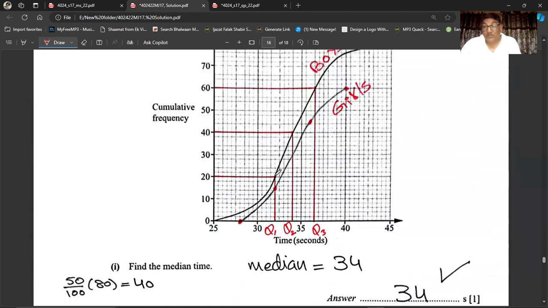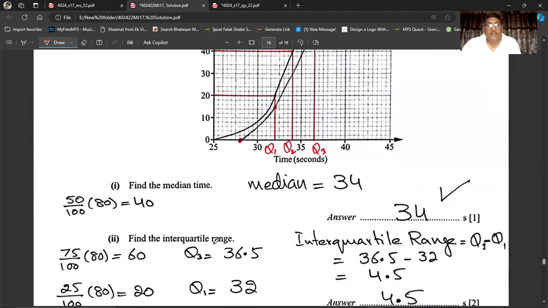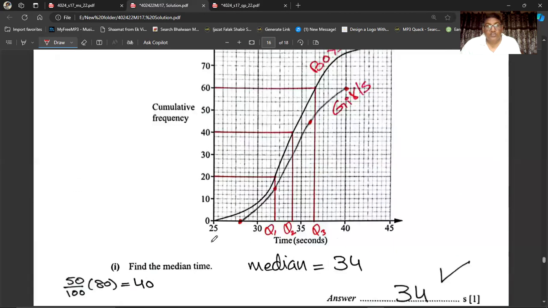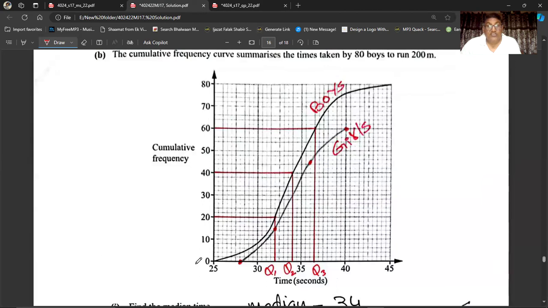When you intersect the cumulative frequency curve, check the x value under that point of intersection. That is your Q1, and that is approximately 32. This Q1 is 32.